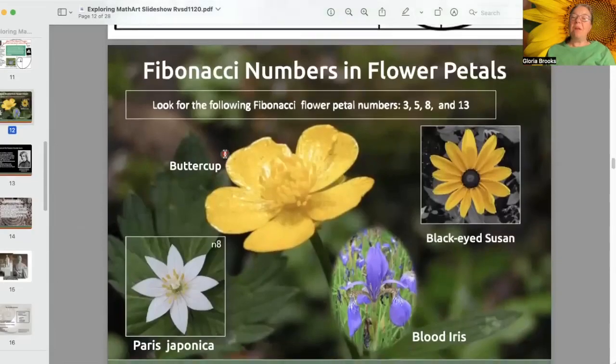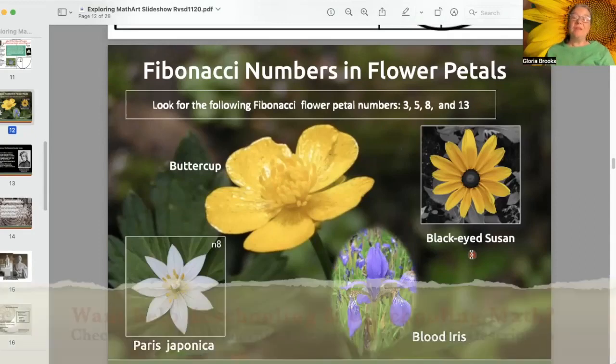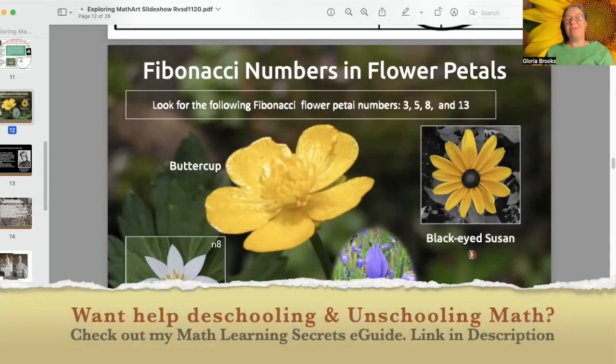And Fibonacci numbers are found in flower petals. Look for a flower exhibiting 5 petals. If you said buttercup, that is correct. How about 8 petals? That would be Paris japonica. And finally, 13, we are left with the black-eyed Susan. So that's how you can find Fibonacci numbers right around you, right in your own backyard. You'll probably find flowers with petals that have Fibonacci numbers.